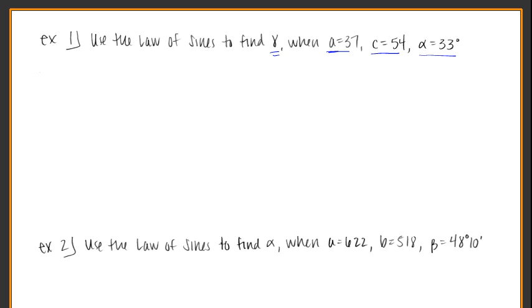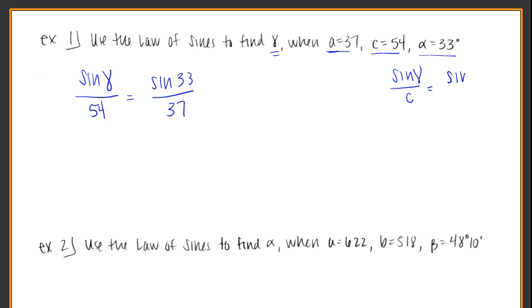Since I want to find an angle, I'm going to start with the angles on top. So sine, it's always sine because we're doing the law of sines. Sine of gamma divided by its side, which is 54, is going to equal sine of our other angle, which is alpha, over side A, which is 37. So if you want me to write out what we're using, sine of gamma over C is equal to sine of alpha over A. Alpha goes with A, gamma goes with C. So from here, all I have to do is solve for gamma, and I'm good to go.